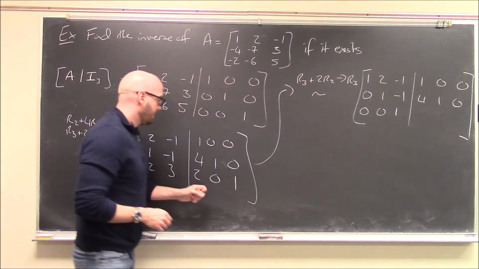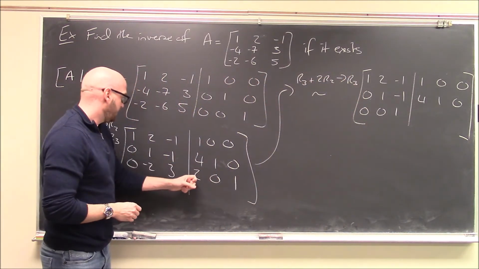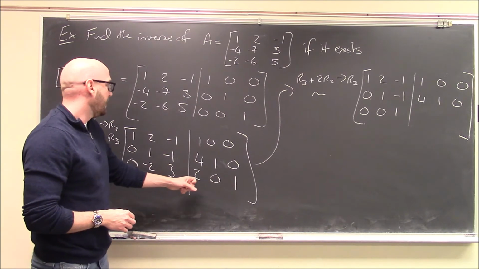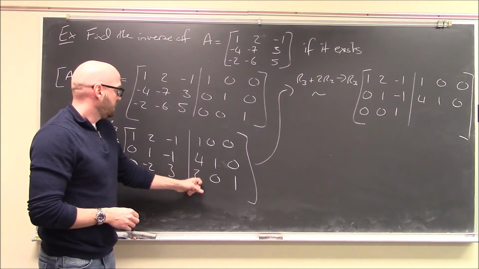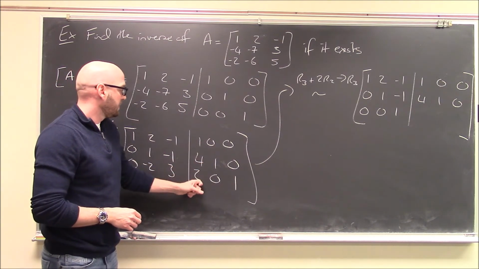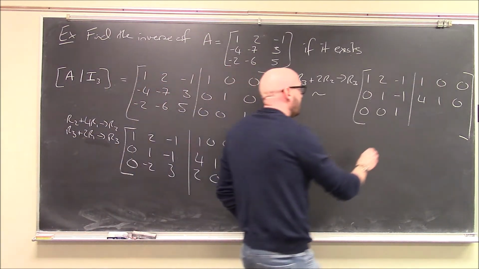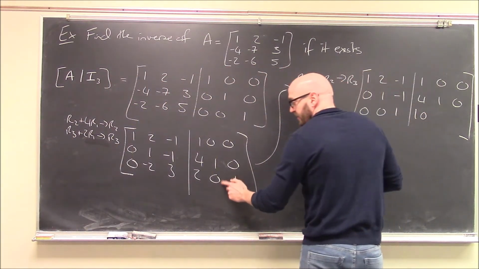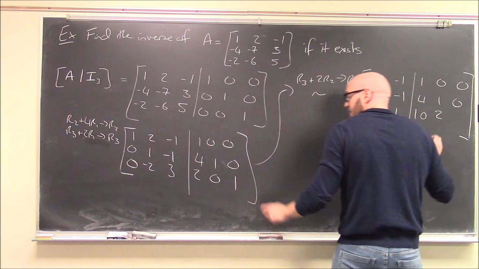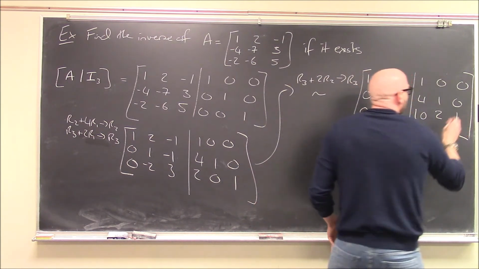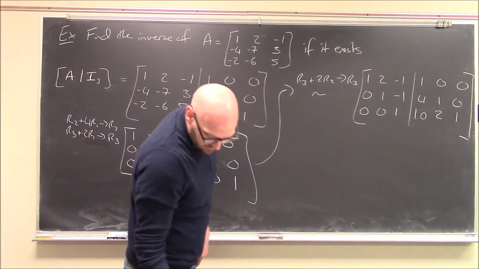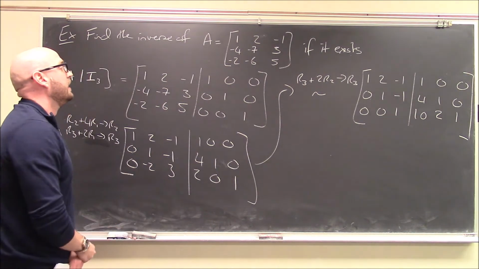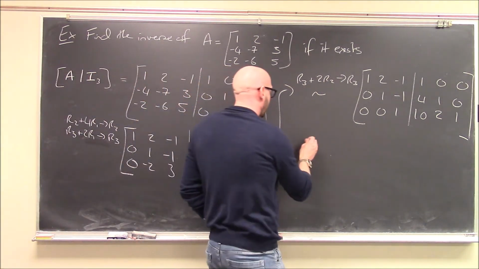Remember, don't stop at the augmentation bar, continue down the entire row. Here I have 2 plus 2 times 4, 2 plus 8 is 10. 0 plus 2 times 1 is 2. 1 plus 2 times 0 is 1. Once again, check my notes very quickly. Looks like we're fine. Now what?